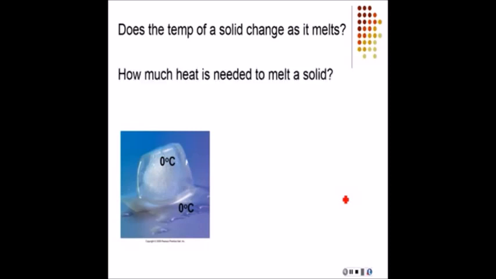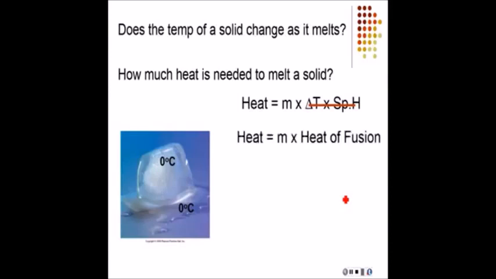How much heat is needed to melt a solid? Well, you notice we have no temperature change. So this is the formula that we normally had before, mass times temperature change times specific heat. But since we don't have temperature change, we're not going to have specific heat either, but we need another factor because not every substance needs the same amount of heat to melt. And that other factor is called the heat of fusion. There'll be a chart with these heats of fusion in it. The heat of fusion is the energy per gram, and for water, it's 80 calories per gram.